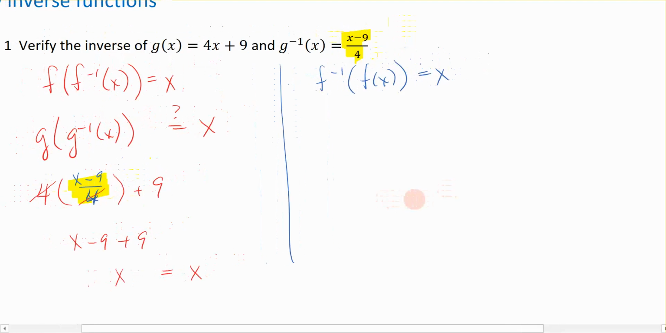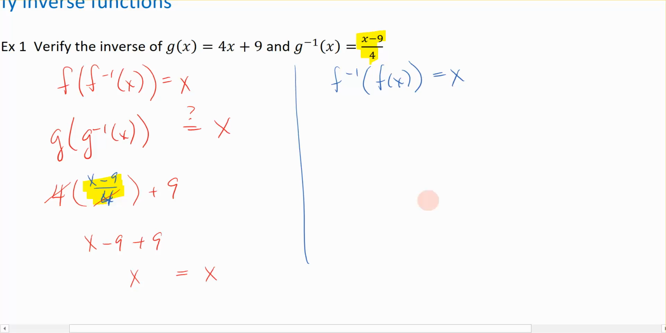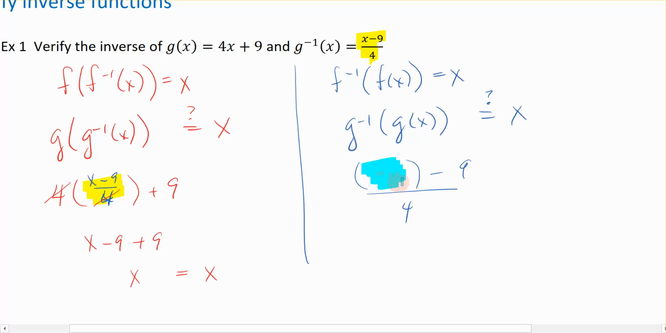Now let's make sure that it works in the opposite direction. So this time I'm going to start with the inverse function and compose it with g of x and see if that comes out to be x. So this time g inverse is the fraction. So I have some (x minus 9) over 4. So inside of this set of parentheses, I'm going to replace it with g of x, or 4x plus 9. So I have (4x plus 9).